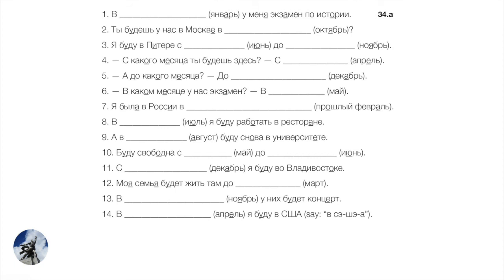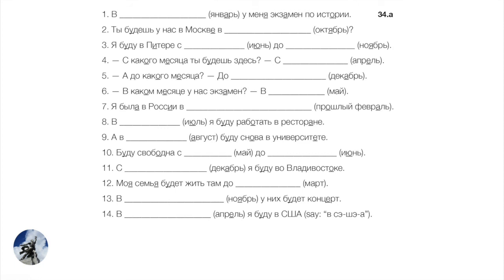Number 8, in July, I will work in a restaurant. В июле я буду работать в ресторане. Number 9, but in August, I'll be back at the university. А в августе я буду снова в университете. Okay, there we've dropped the ya in the book, which is possible, especially in informal speech. Although again, I don't generally advise students to drop pronouns as a habit. You'll learn later when it sounds okay to do that. Okay, anyway, it's not really that big of a deal. If you drop a pronoun, no one's going to lose it.